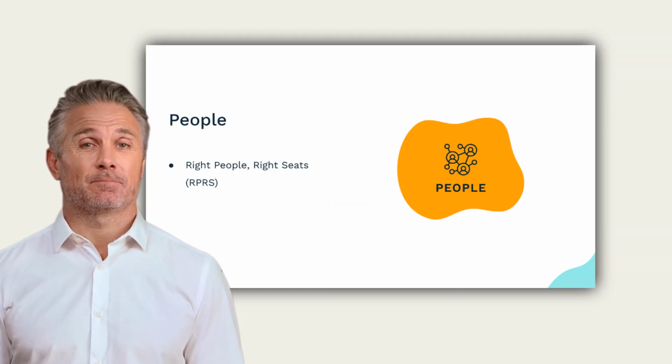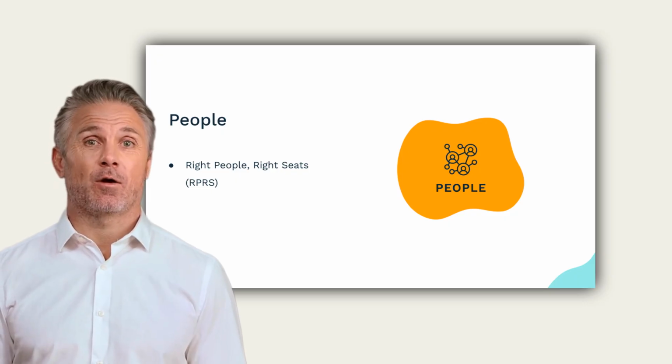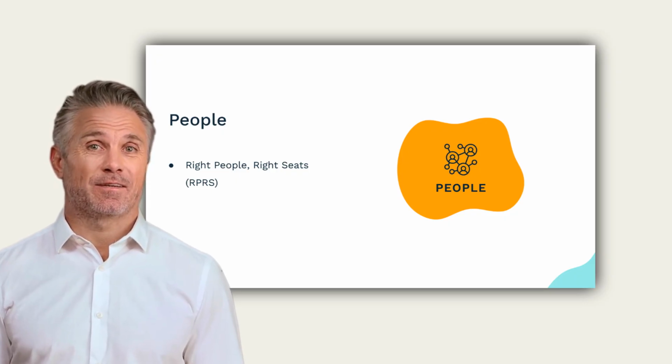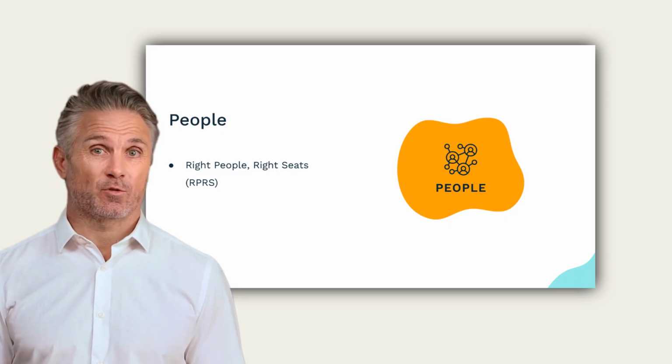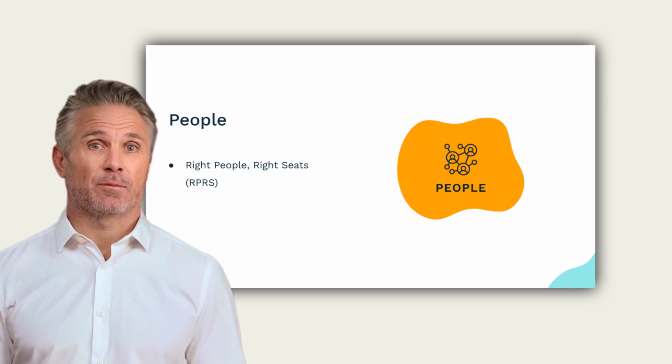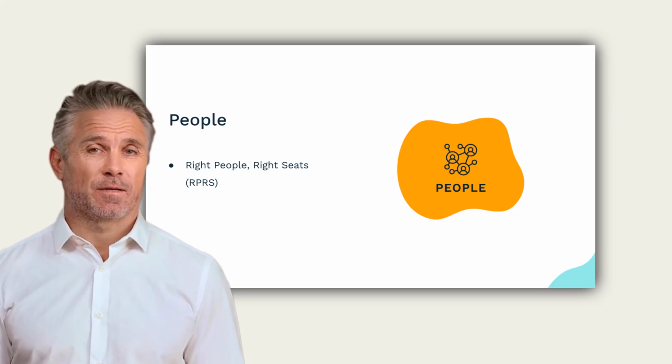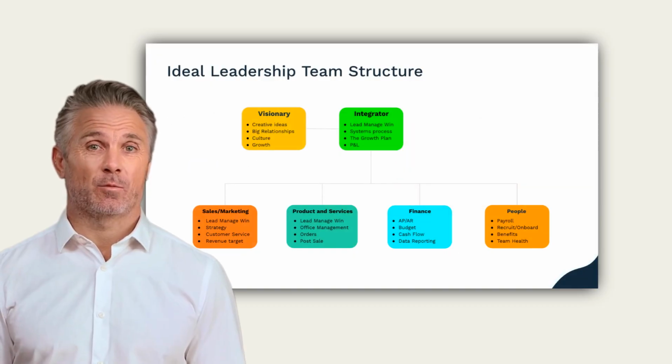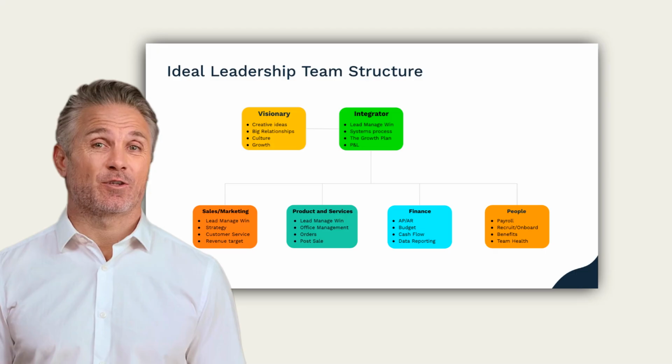So the next piece is people. This part is all about right people and right seats. There are several people-focused conversations we'll be having, but one you both brought up is roles and responsibilities. One of our first exercises together will be building out the future structure of this leadership team.